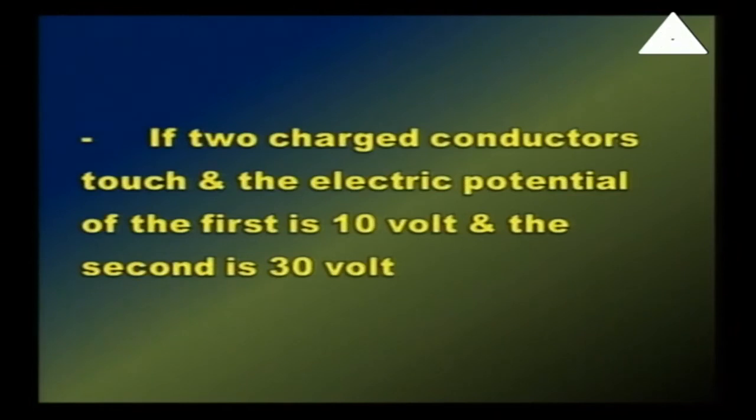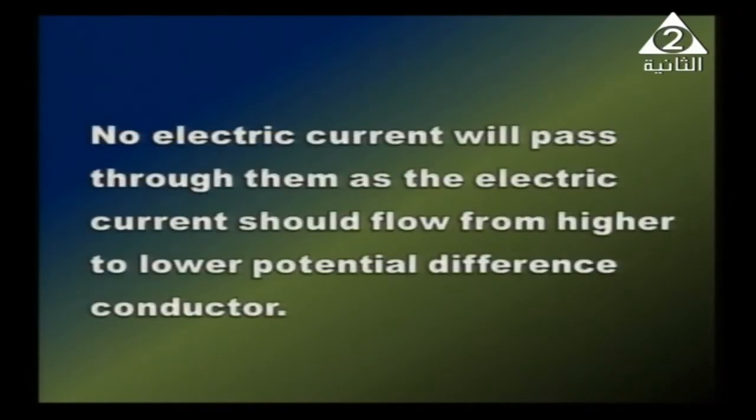What happens if two charged conductors touch, and the electric potential of the first is 10 volts and the second is 30 volts? The first one has an electric potential of 10 volts and the second one has 30 volts. No electric current will pass through them also, as the electric current should flow from the higher to the lower potential conductor.